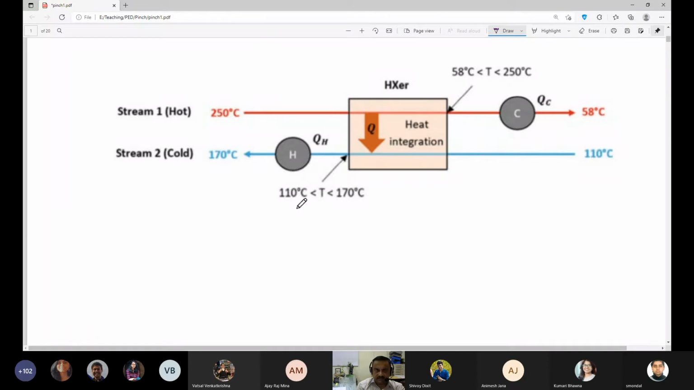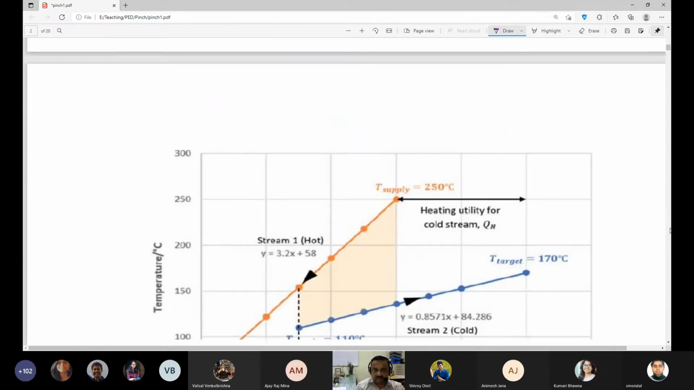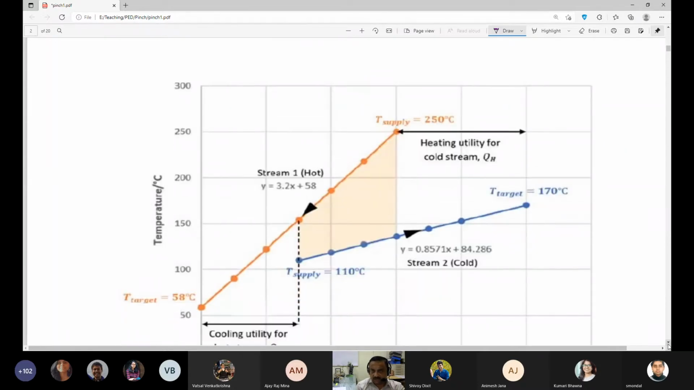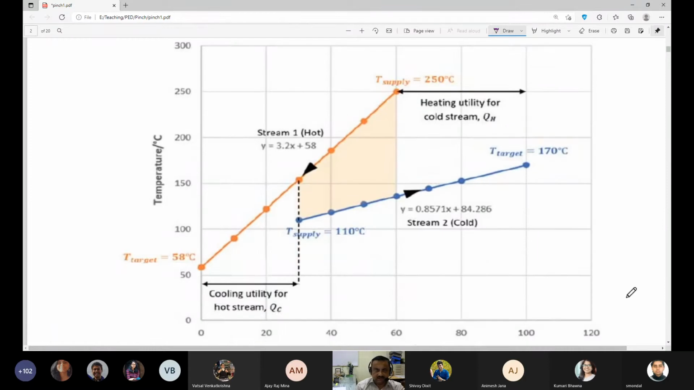Now obviously you can see here that only by heat exchange we cannot reach the place we are looking for. For example, if our coolant is available at 110 degrees centigrade, we can never reach 58 degrees centigrade. So we need to have a separate cooling utility as well. But at the same time, we can exchange some of the heat that is possible here. So some of the heat exchange we can use to our benefit.